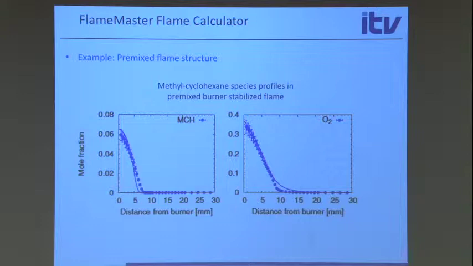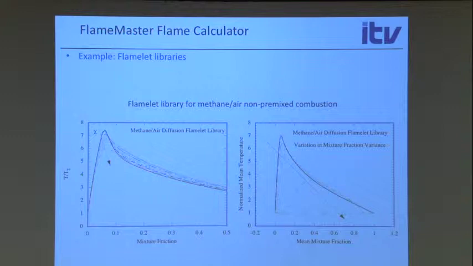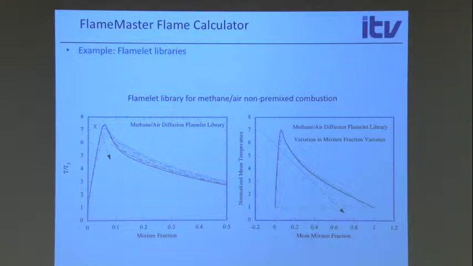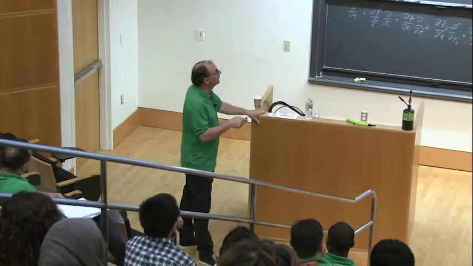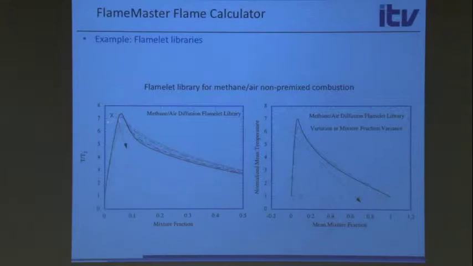You can use the code to compute so-called flamelet libraries. What this is, we'll see later. Basically, what it means is you solve the flamelet equations for different values of dissipation rate, and then you can store these, tabulate these, and then in a CFD simulation, you can use these tables. So the code is made to do that also. So you see here different simulations for different dissipation rates.